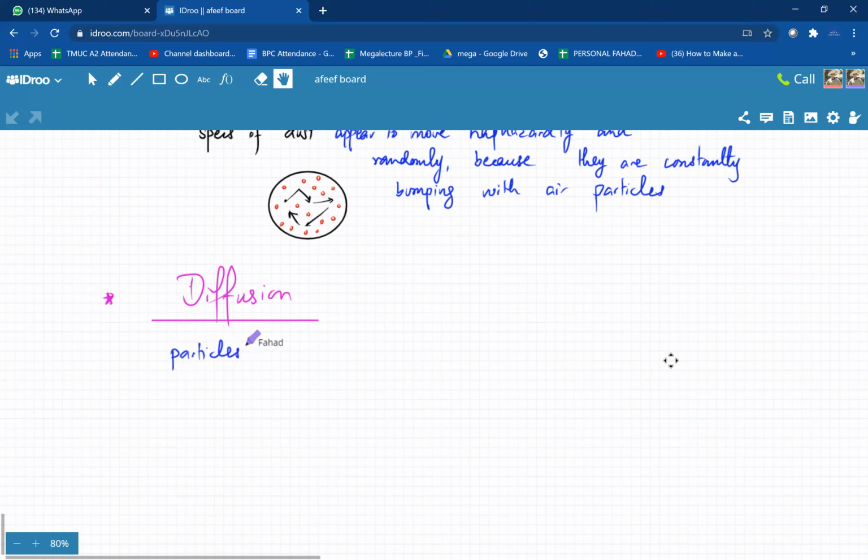What kind of particles are they? Solids, liquids, or gases? Gases. What about liquids? Yes, it can happen in liquids as well. For example, if you put an ink drop into water. What about solids? Can it happen in solids? I don't think so. If you have a laptop, that's a solid, it won't just randomly fly off. The particles in a solid are stuck in their place. They can't move, so it's either liquids or gases.